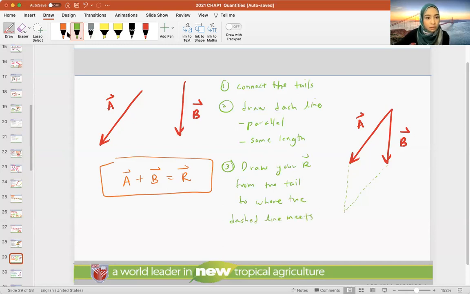Okay, so let me try. From where we started, the tail, to here. So this is my R. Okay, so that is how you do the tail to tail method. Okay, kenapa penting? Nanti kita akan discover kenapa tail to tail method ni penting.